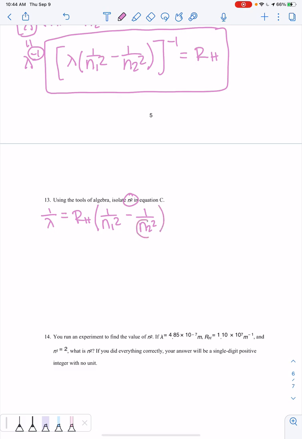And so this is the variable that we're trying to isolate. So we have a few things going on here. We have the whole parentheses multiplied by RH, and then we also have everything going on in between the parentheses. So we have a little bit of subtraction here. So the first thing that we want to do is deal with everything outside of the parentheses. And so that's this RH term.